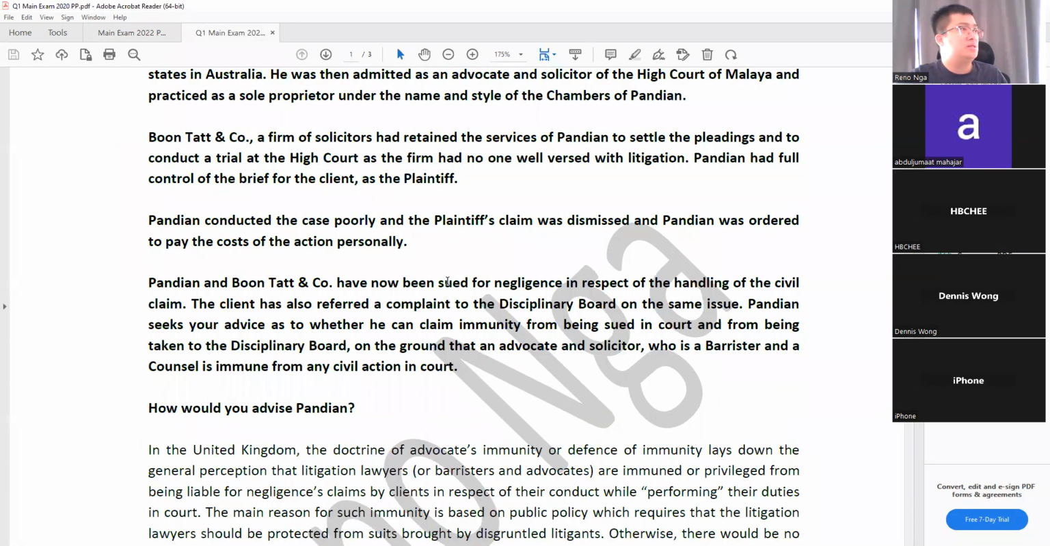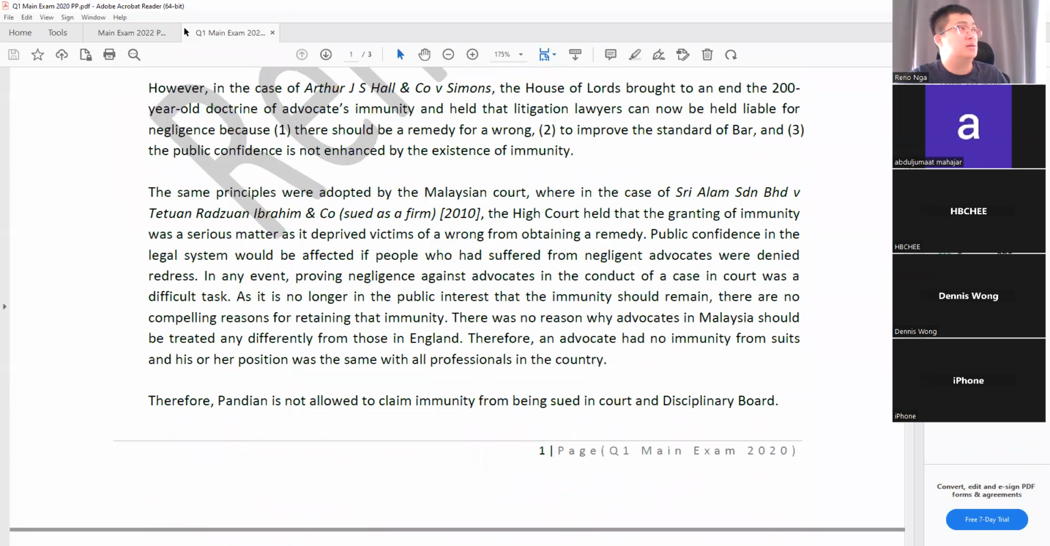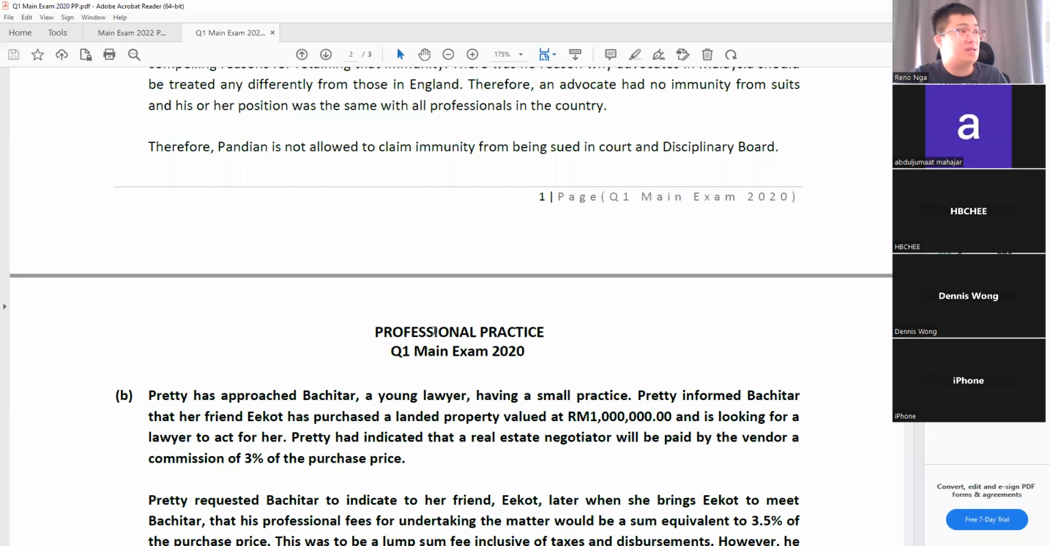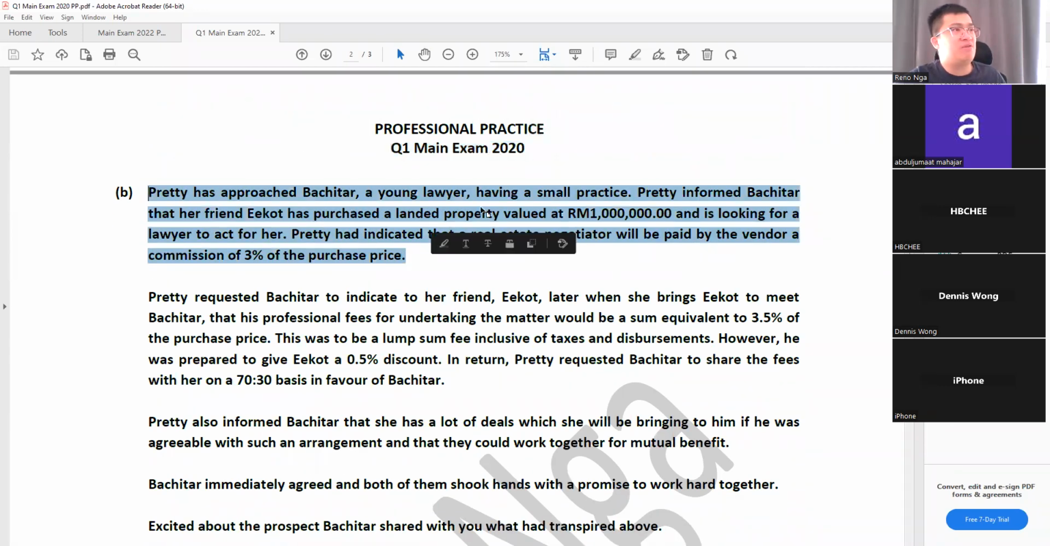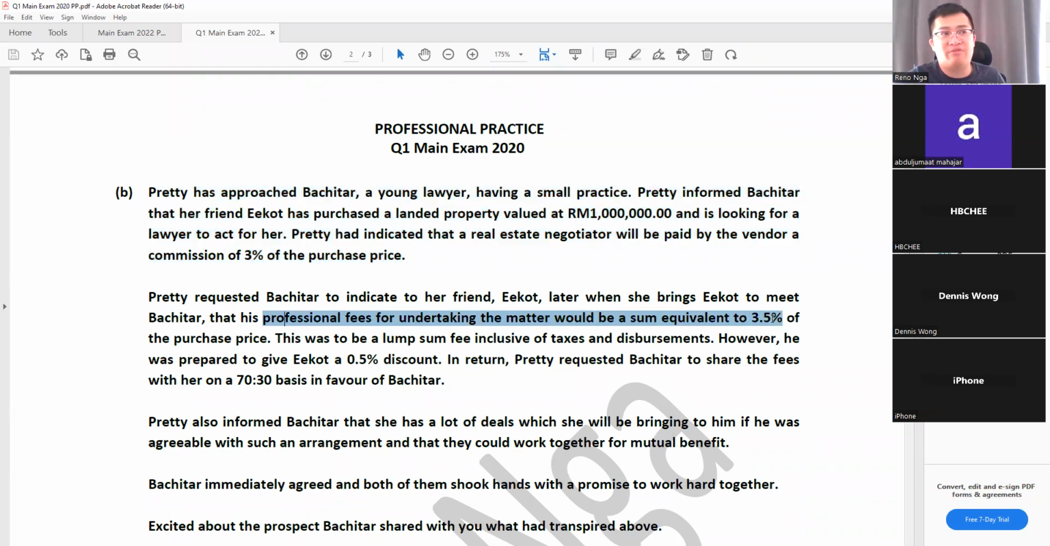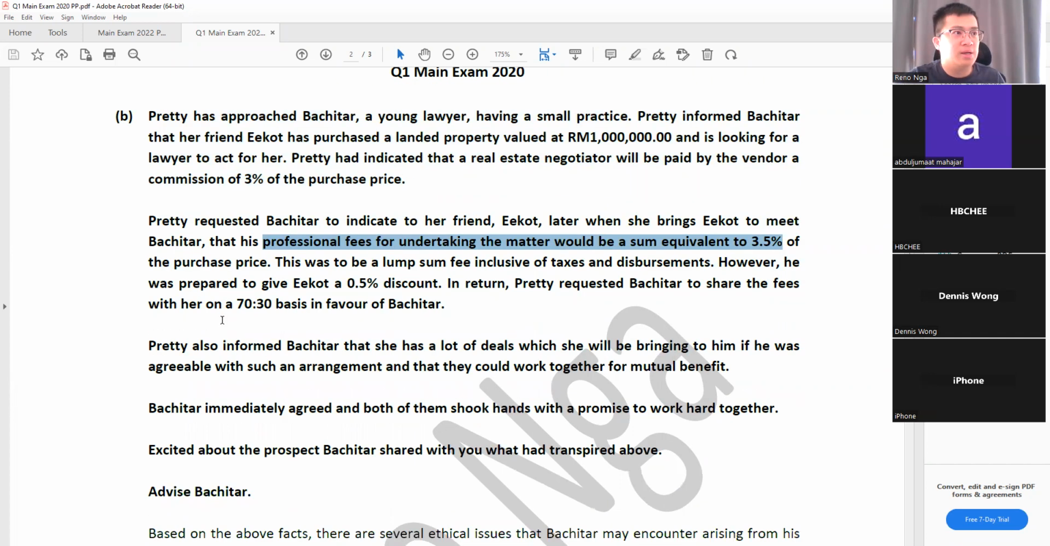Okay, so basically under this main paper 2020, question number 1. In this case, they have a property value, and the transaction involved is 1 million. The facts also mention they charge a professional fee of 3.5, equivalent to a purchase price, which is 3.5 times 1 million. So actually the calculation is wrong.